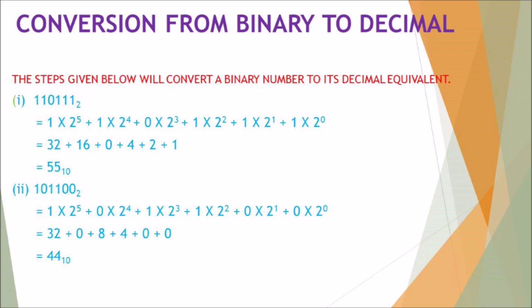Similarly, the other example given is 101100. You start from the ones digit: 0 into 2 power 0, 0 into 2 power 1, 1 into 2 power 2, 1 into 2 cube, 0 into 2 power 4, and 1 into 2 power 5. You multiply all the values and finally add the resultant values. So for the given binary number, the decimal value is 44.